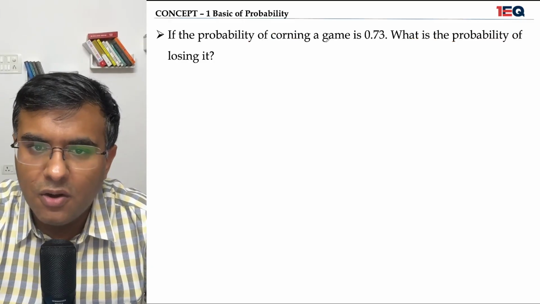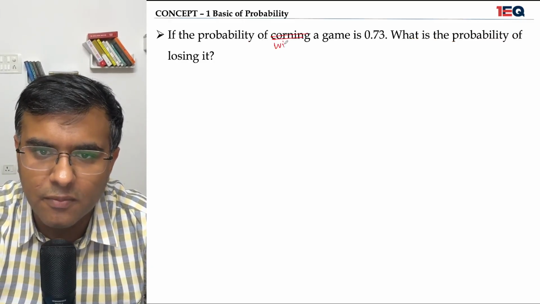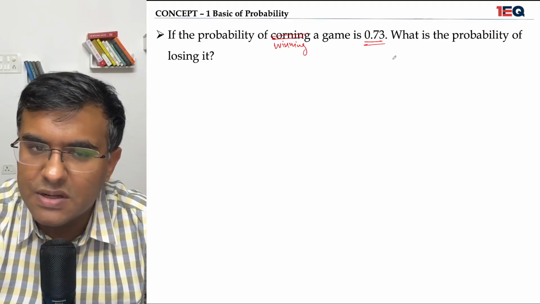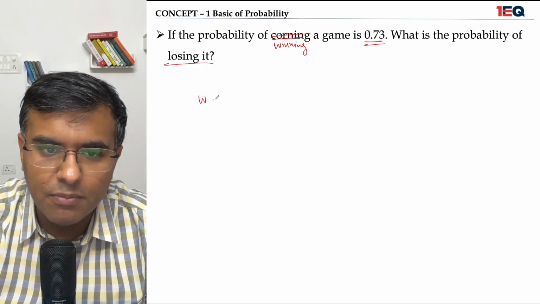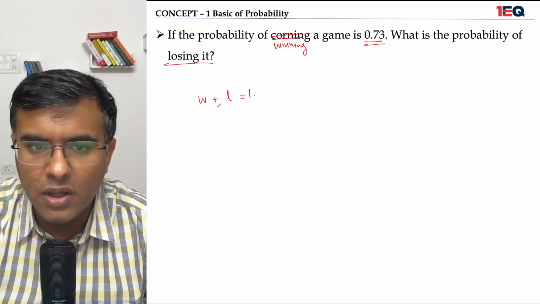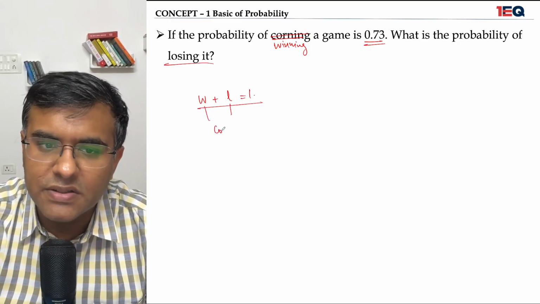If the probability of winning a game is 0.73, what is the probability of losing it? The probability of winning a game plus the probability of losing a game is equal to 1. Winning and losing are complementary events.